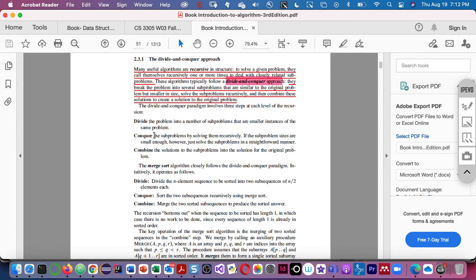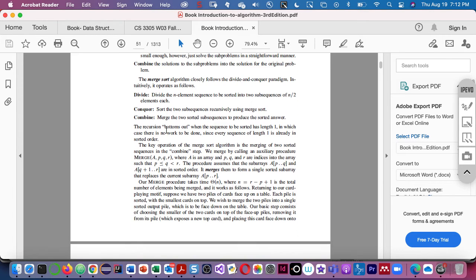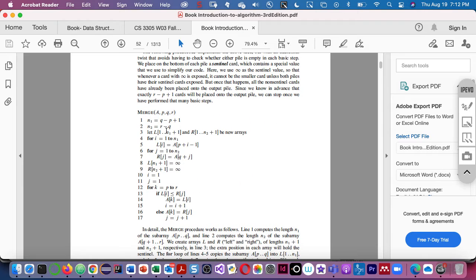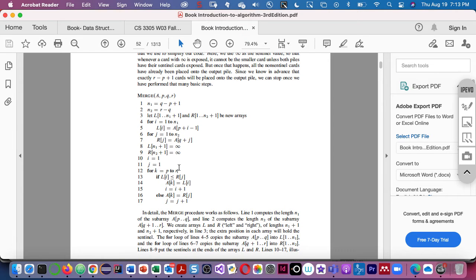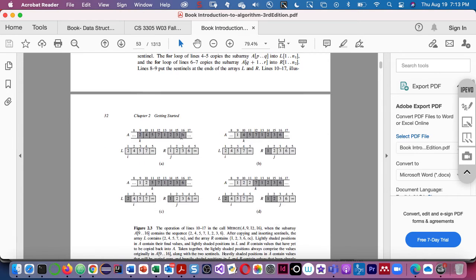So how long will it be divided? Until it becomes a smaller unit that can be easily solved. Merge sort is a well-known example of the divide and conquer method. In the merge sort algorithm, what we do is divide our problem.